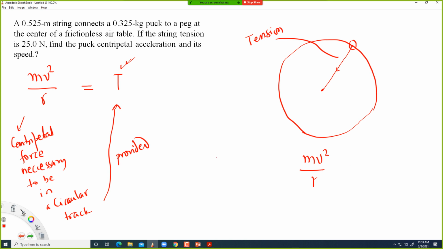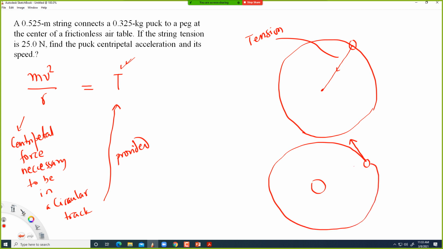For example, let's talk about Earth and Moon. So you have Earth and Moon. The Moon tends to move in a straight path, but because of the gravitational force, the Moon rotates in a circular track. So what keeps the Moon in the circular track is this gravity force. Okay? So the gravity force provides this mv squared over r. Okay, so that's what we want to figure out for all these problems.